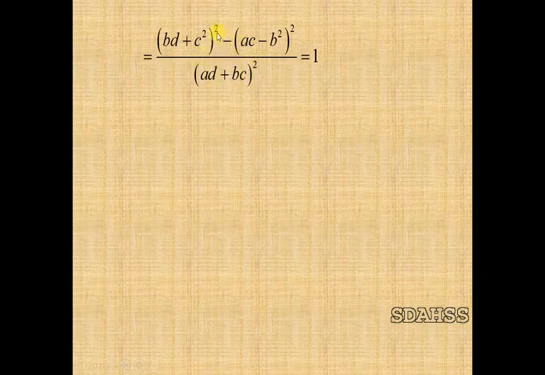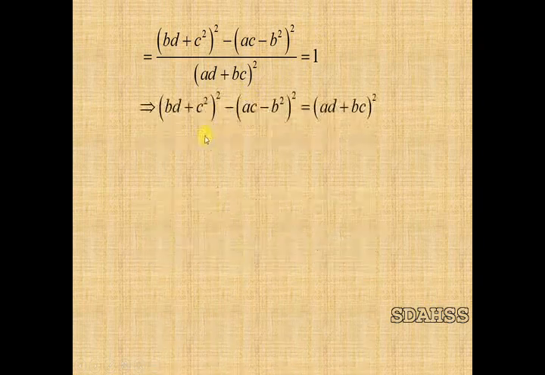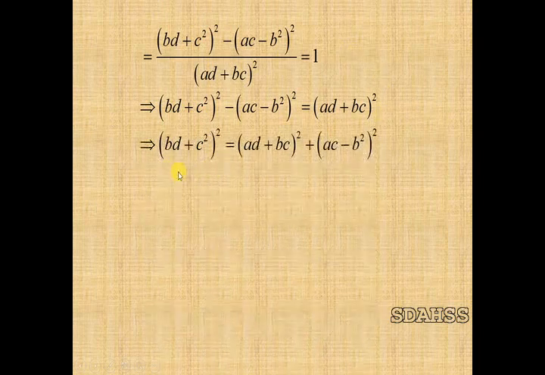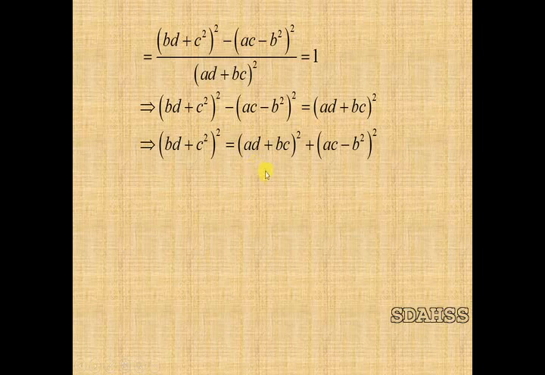Keep the remaining two terms as it is. (BD + C²)² − (AC − B²)² = 1. Then cross multiply. So you have (BD + C²)² − (AC − B²)² = (AD + BC)². You bring this term to the other side, it becomes positive. So you have (BD + C²)² = (AD + BC)² + (AC − B²)².